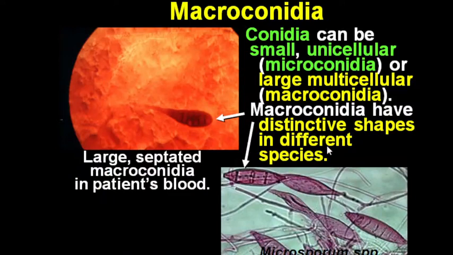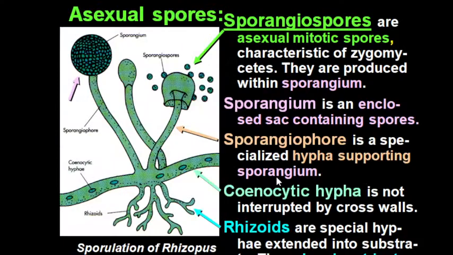But conidia can be unicellular or multicellular. If we have multicellular conidia, they are called macroconidia. You can see what macroconidia are. This is a large septated structure, and in each box between septa we can have a separate spore or separate conidia that will be developed in one single organism. And the shapes of conidia in different species are different. For example, these are microconidia of Candida, and this is macroconidia of Microsporum, and they are different. So the appearance of macroconidia can also be used in differential diagnosis.